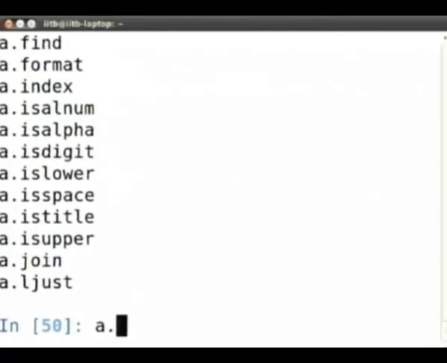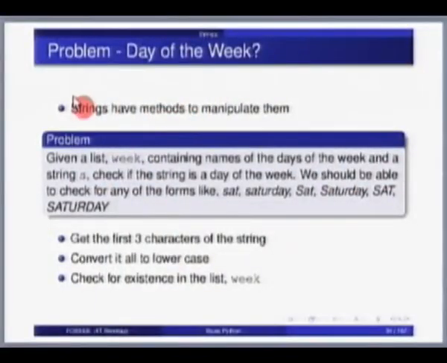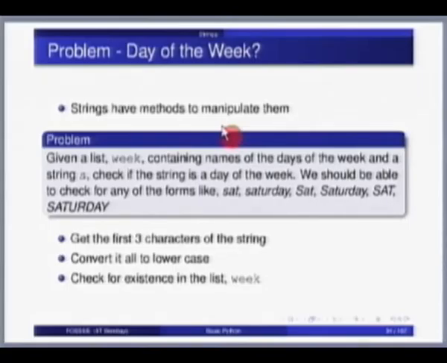Now, each of these things that you see here like A dot find, A dot count, A dot upper, all of these are called methods. So, if you go look at the slides, it says strings have methods to manipulate them. These methods allow you to do certain things with the string object. We will look at this, but to give you context, we will give you a little problem. Let us look at the problem.